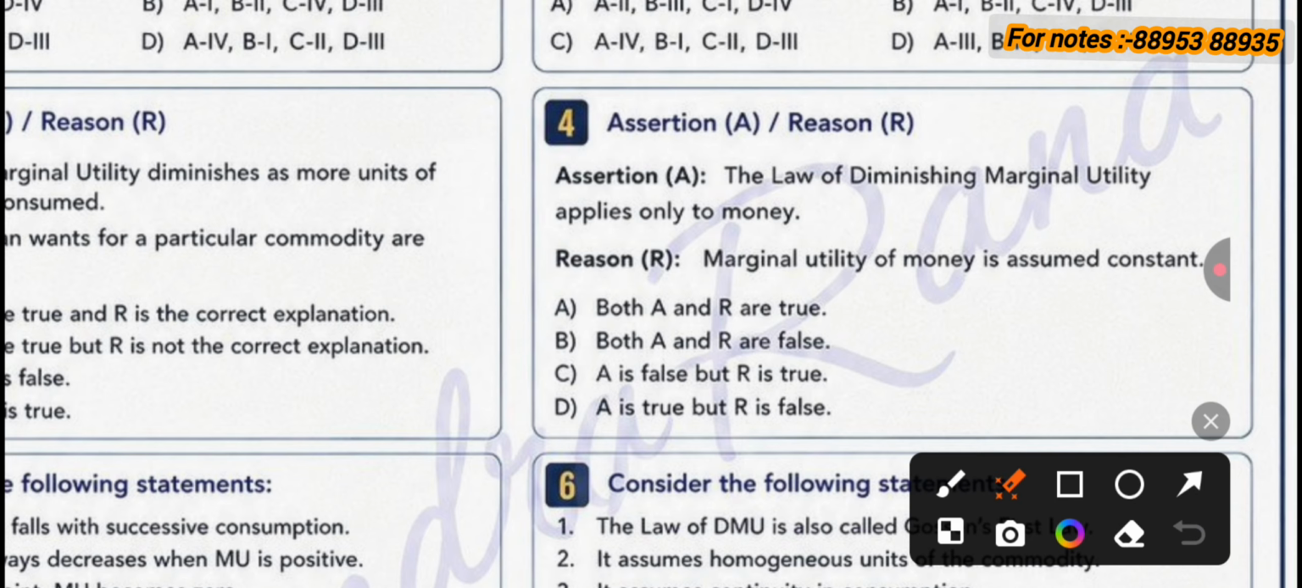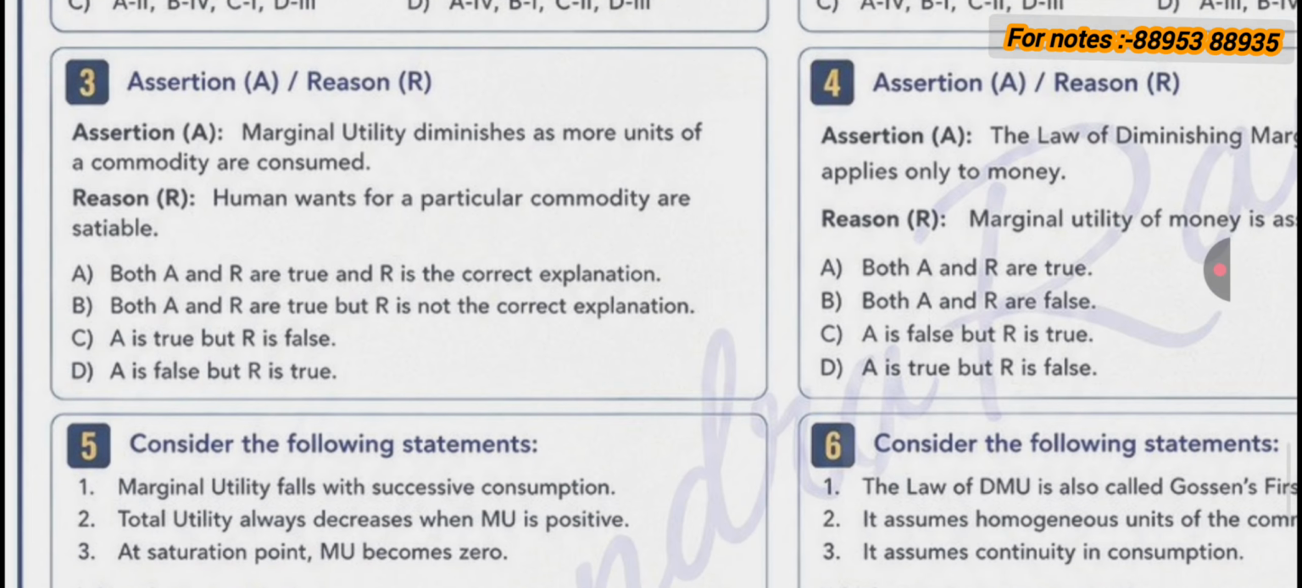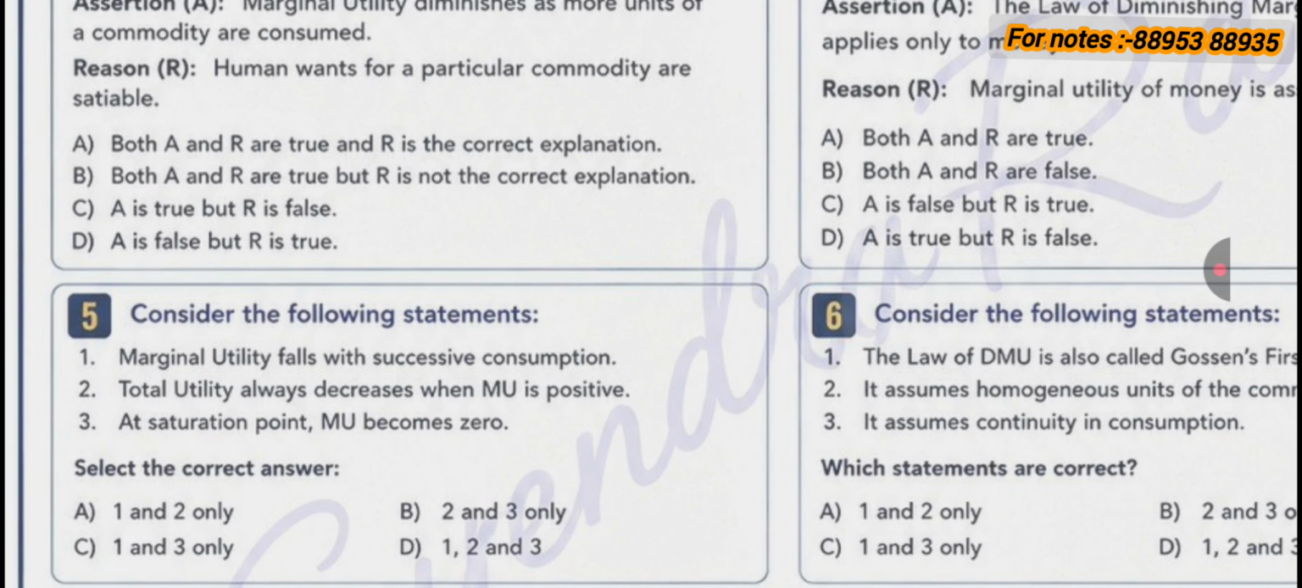That means the statement that the law of diminishing marginal utility applies only to money is false. And marginal utility of money is assumed constant, this is right. Now move to the next question, which is a statement based question.